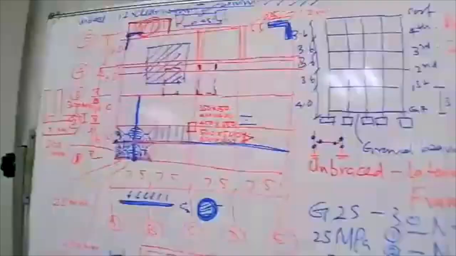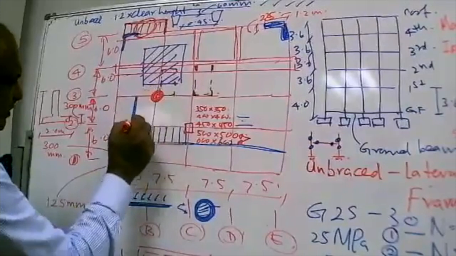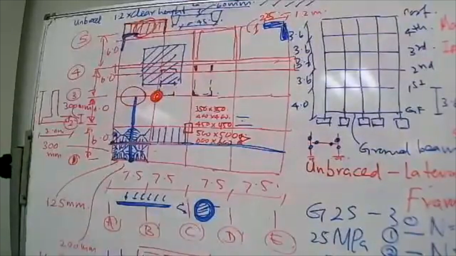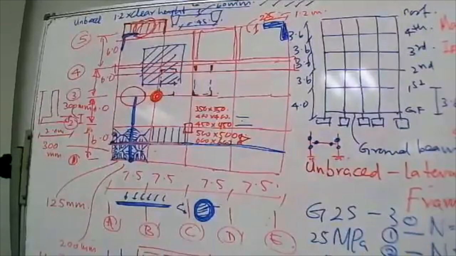But I do a trick, and that is called risk assessment. I know at the support, the moment cannot exceed whatever I calculate from the model, but there can be redistribution of moments that can increase the moment at the span. So when I am designing the span moments, I might design for a slightly higher moment, so that I will end up with a little more reinforcement in the middle part of the beam.